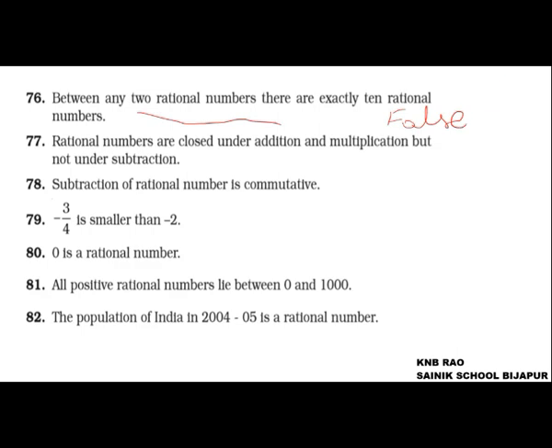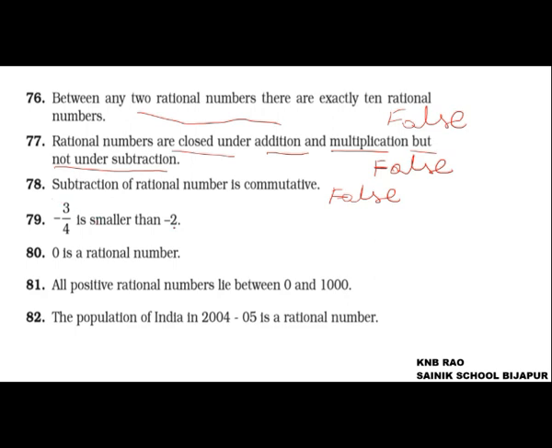Next, 77. Rational numbers are closed under addition, multiplication, but not under subtraction. Rational numbers are closed under subtraction also. The difference of any two rational numbers is again a rational number. It is again false. Next, subtraction of rational numbers is commutative. It is false. Subtraction is never commutative.